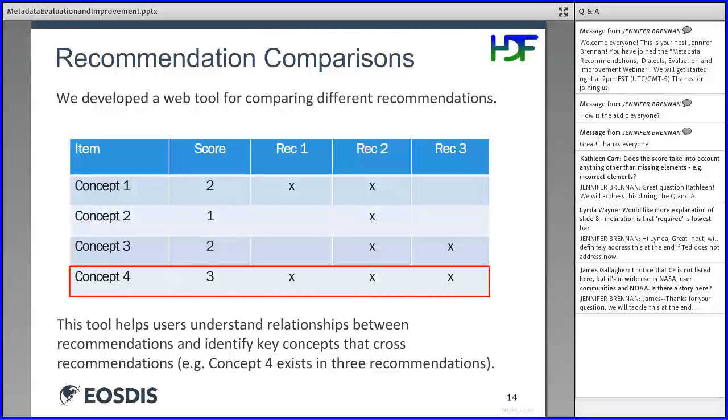Obviously, in a lot of situations, we don't necessarily have resources for making all of our metadata perfect. So if an organization is dealing with multiple recommendations, and we almost always are, this helps us identify high impact concepts, things that we should work on completing fully, so that our metadata can satisfy multiple recommendations.